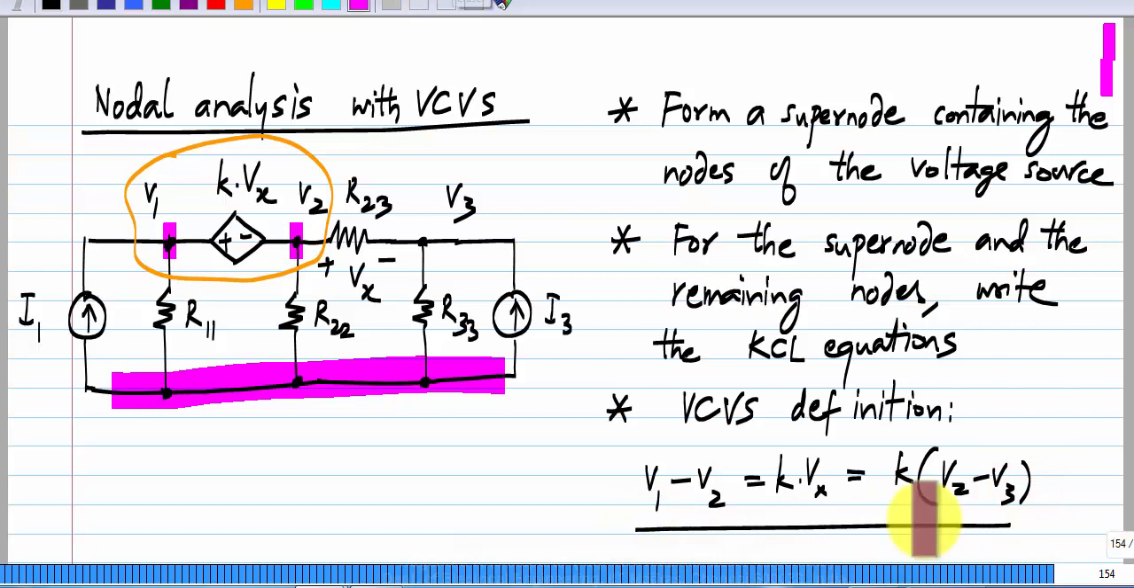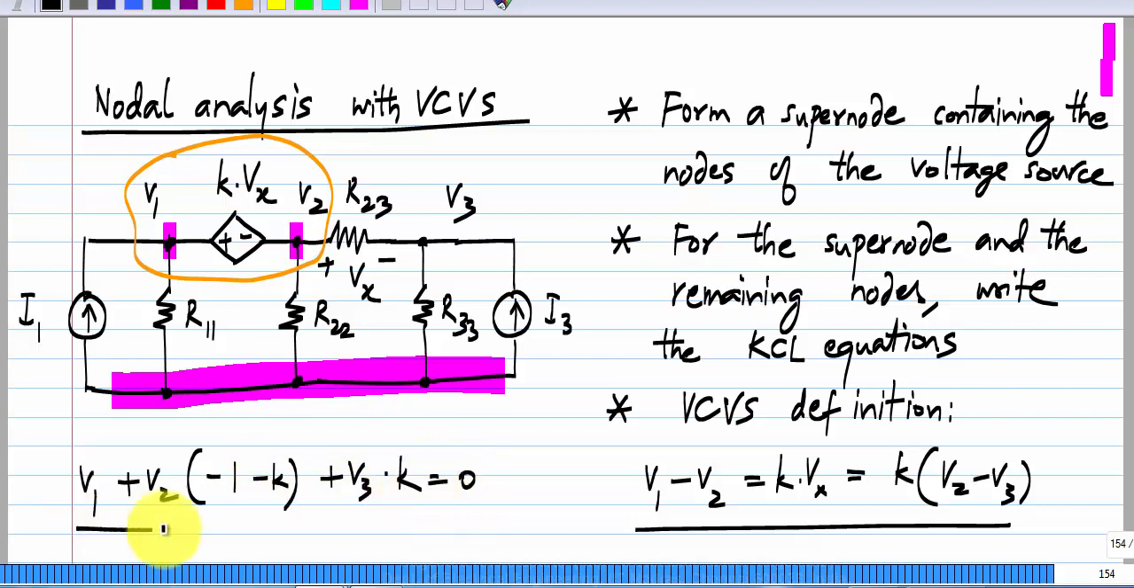Now remember, in case of the independent voltage source, on the right hand side we would have the independent voltage source value. In this case, on the right hand side also we have the unknown node voltages. So we just take the entries to the left hand side and have V1 plus V2 times (minus 1 minus K) plus V3 times K equals 0. All I have done is to shift this to that one.